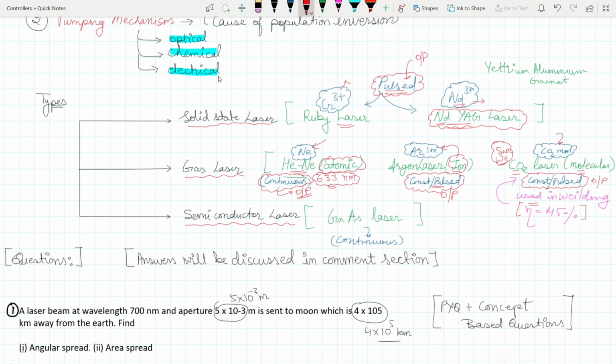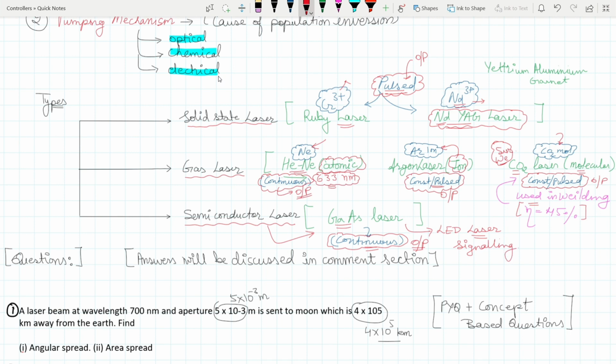When you talk about the semiconductor laser, we have the gallium arsenide laser, or generally you can call it an LED laser. They offer continuous output, and they also have wide applications, generally for signaling.